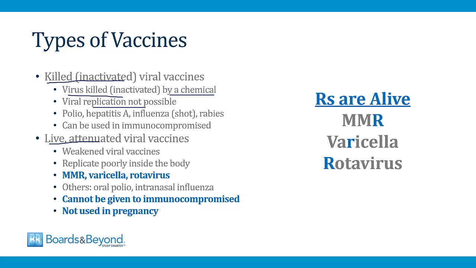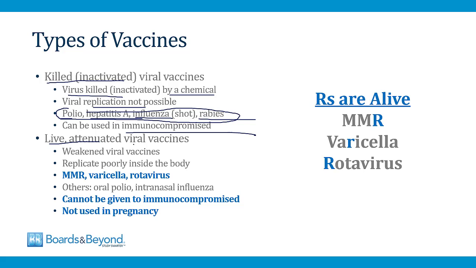And there are many examples of killed viral vaccines. Some polio vaccines are made in this way, so is the vaccine for Hepatitis A, the shot that's used for influenza, and the rabies vaccine. And because these all have killed versions of the virus, they can be used in immunocompromised people because they are incapable of causing an infection themselves.